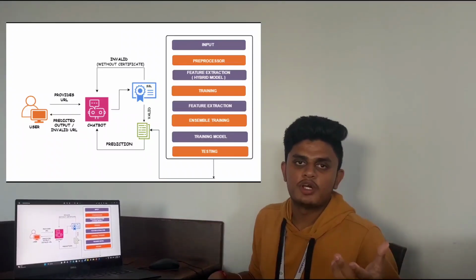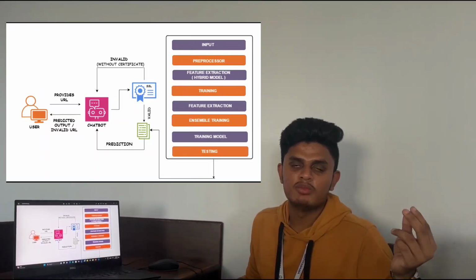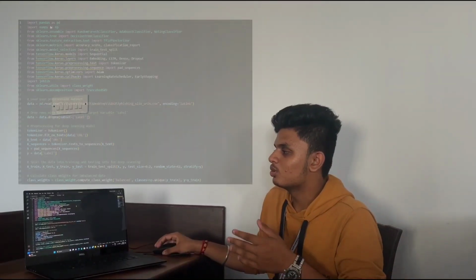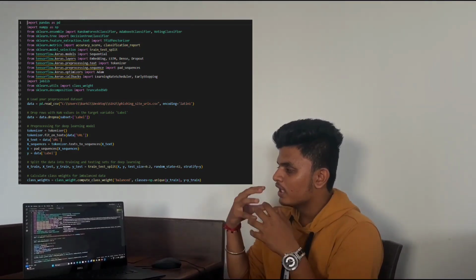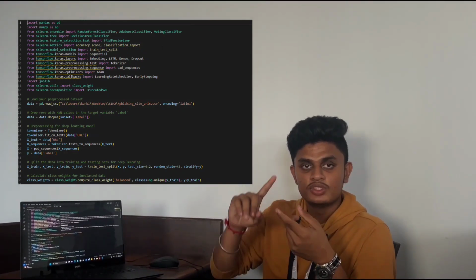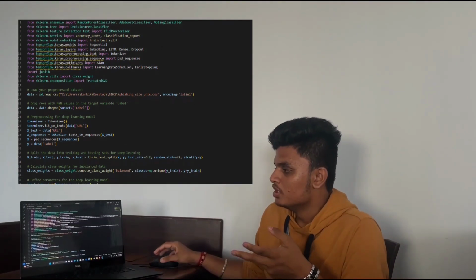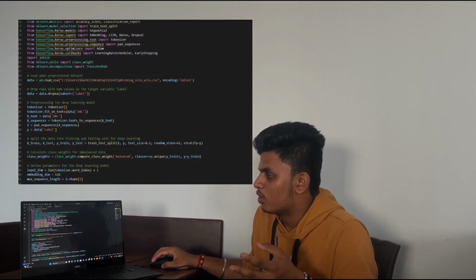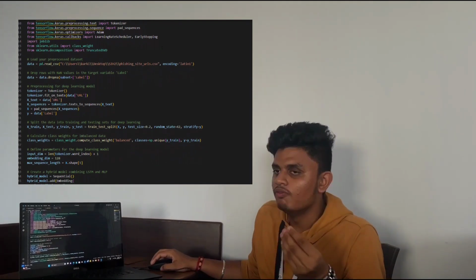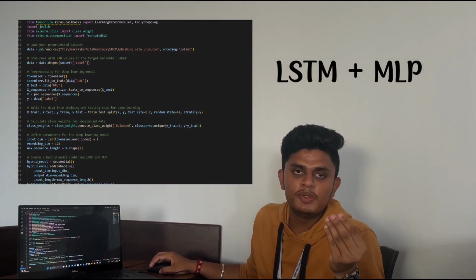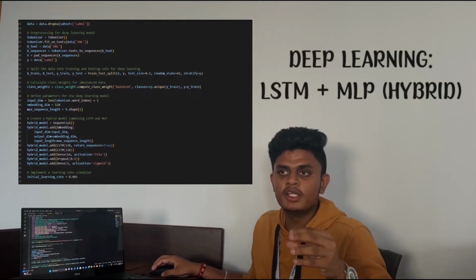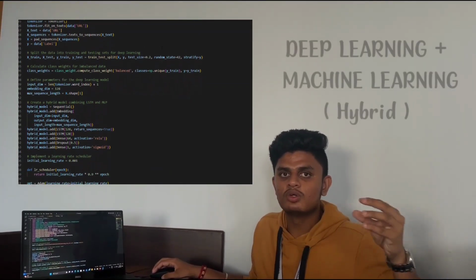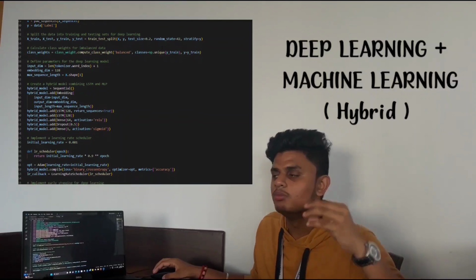So I'll explain the processes happening in the deep learning and machine learning hybrid model. So this is our code. This code is a hybrid model to which we give a data set. It trains the data set using deep learning as well as machine learning. So what we use is these models. We use a Keras model for deep learning. We use an LSTM and MLP hybrid model inside the deep learning. Then we go to the machine learning and we combine both deep learning and machine learning.